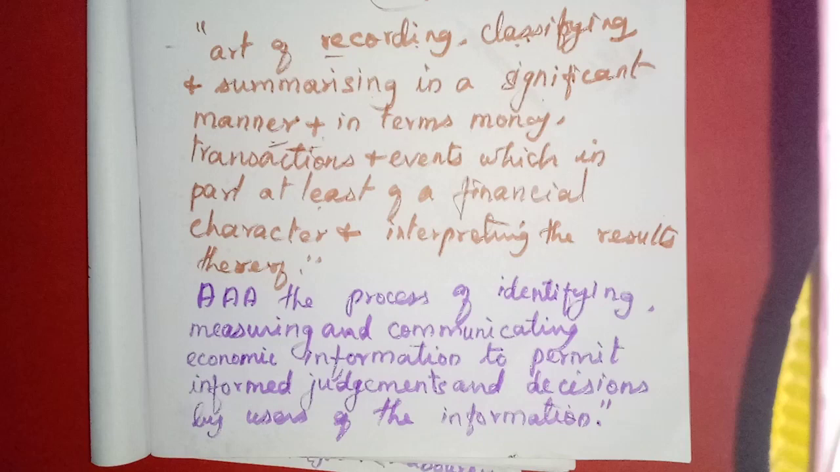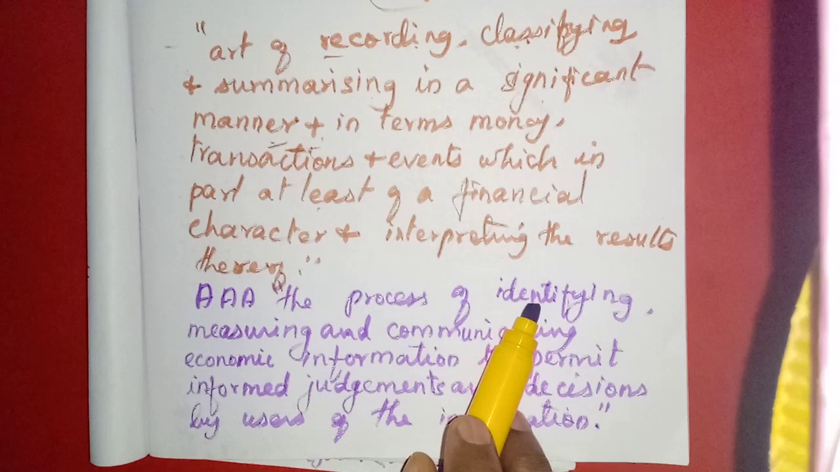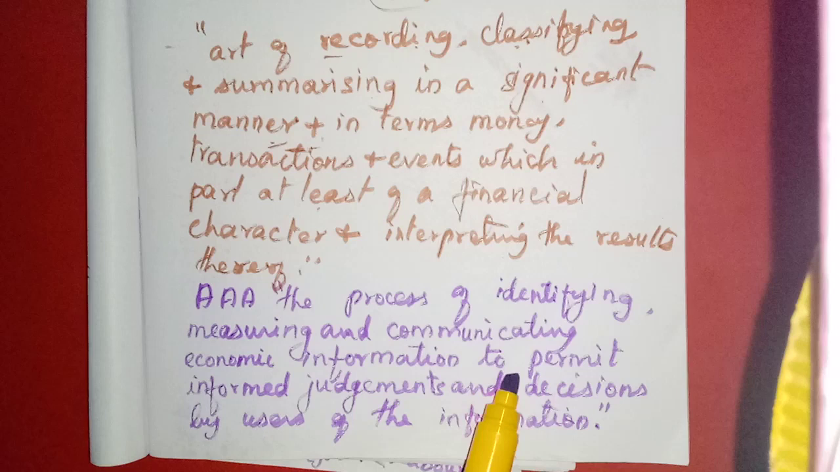Accounting is a process, a series of work, continuous work. First identifying, then measuring and communicating what? Economic information. For what? To permit informed judgments and decisions by whom? By the users of the information. That is the two definitions and one meaning that I have given in the notes.